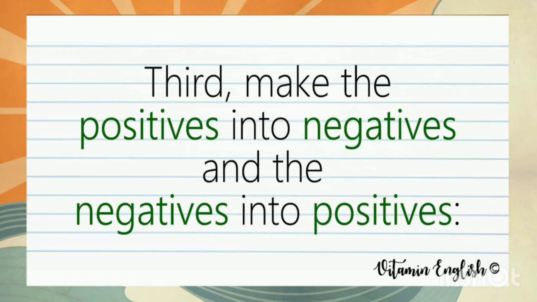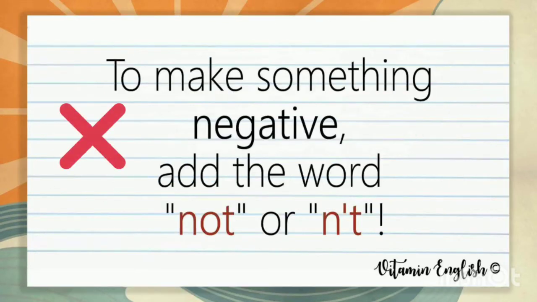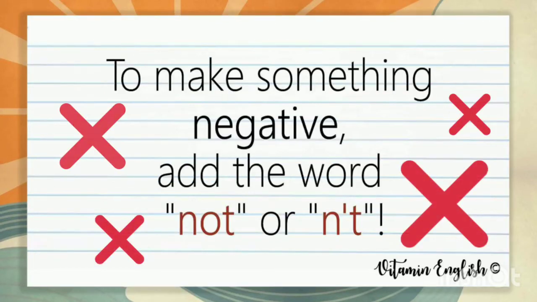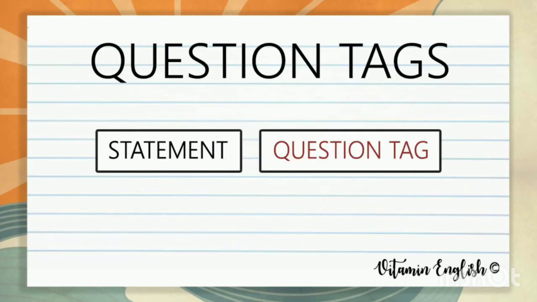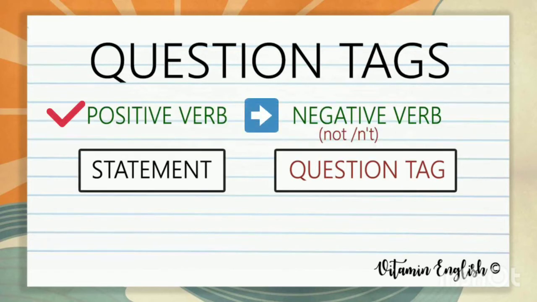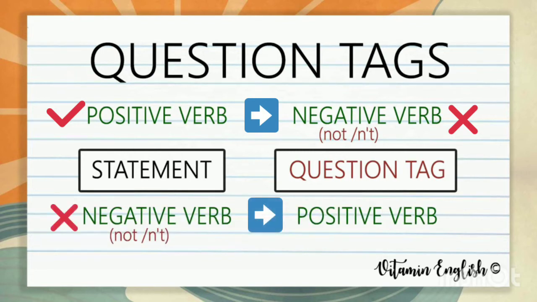This one is very important and mustn't be forgotten. It's making the positive verbs from step 2 into negatives, and the negative verbs are to be made positive. Something is negative if it's got a not or an N'T in it. Remember that to make a question tag, you need the statement and the tag. One will always be positive and the other negative. If the statement is positive, the tag will be negative. And if the statement is negative, the tag will be positive.